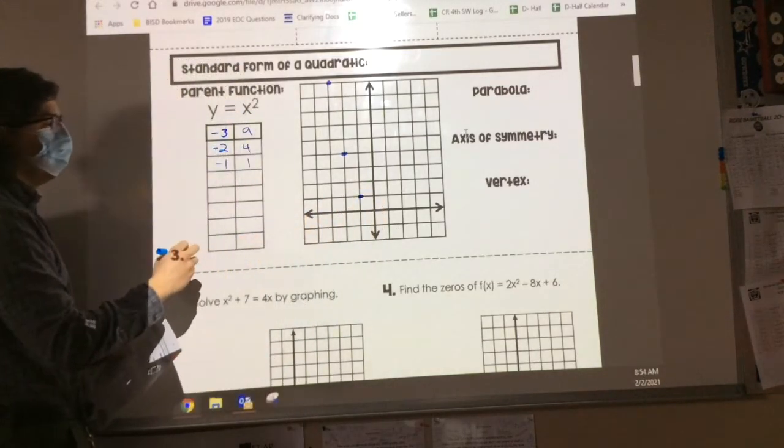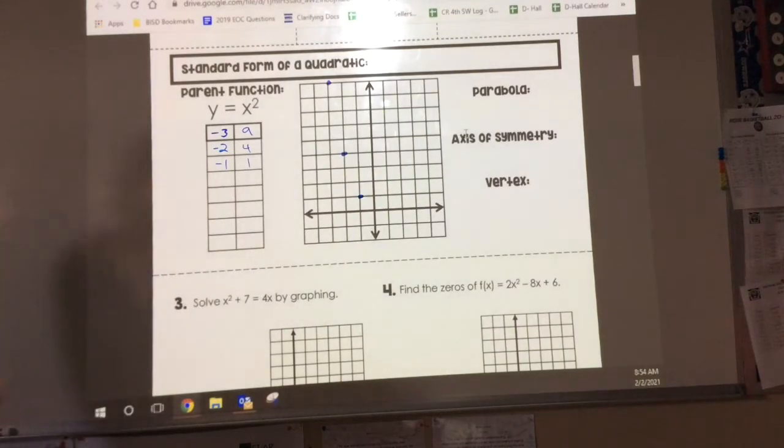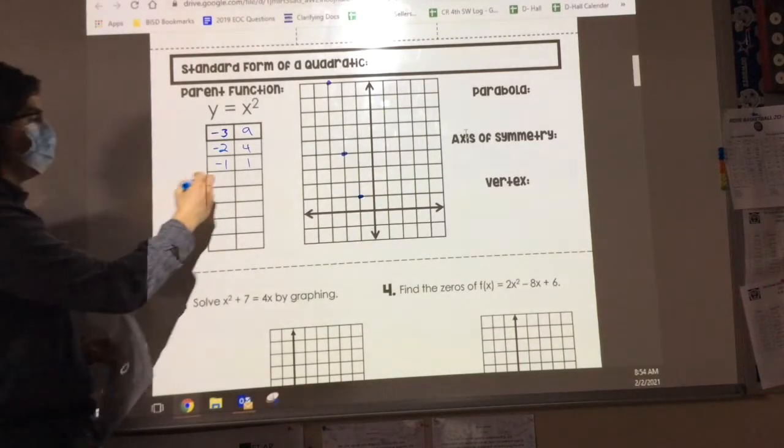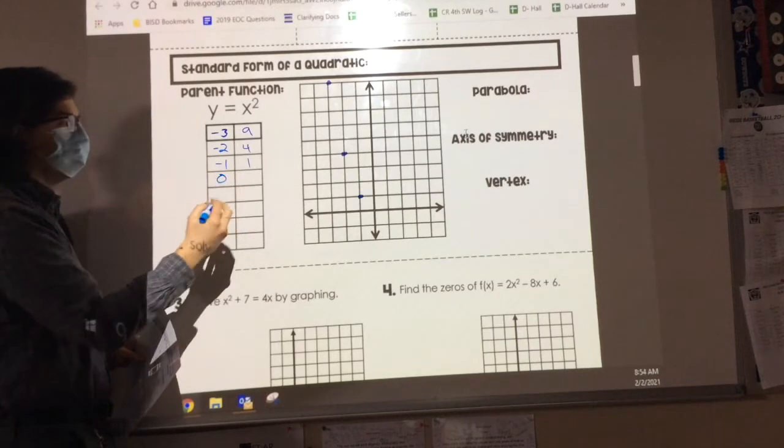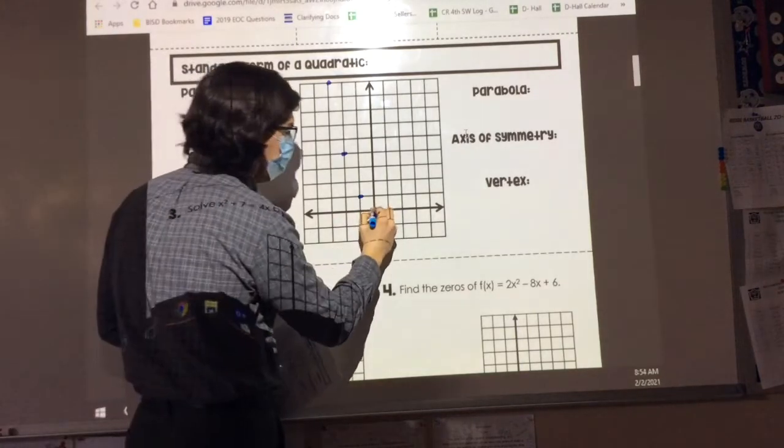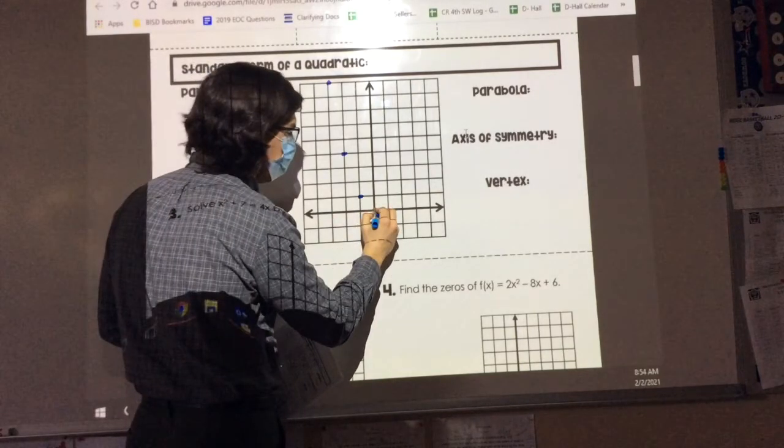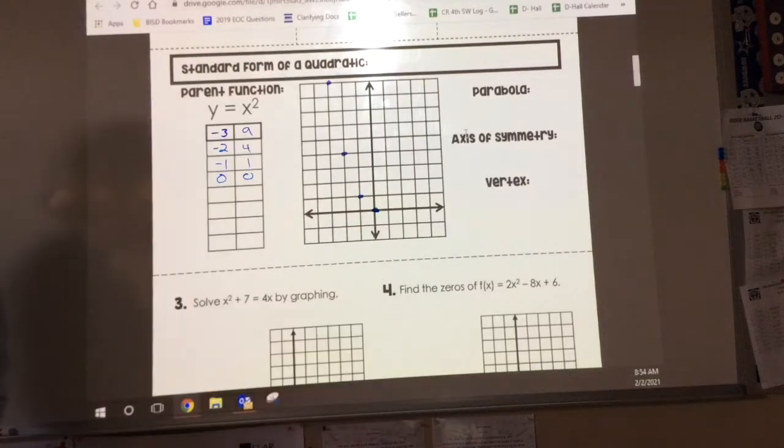And then finally, the actual vertex or the center part of this is going to be when I put 0 in. Because what is 0 squared? 0. And therefore, I go through the origin. Now let's just stop for a second and rethink about this. If I go through the origin, does it mean that I am proportional? No. Well, yes, it does, because I don't have a y-intercept.